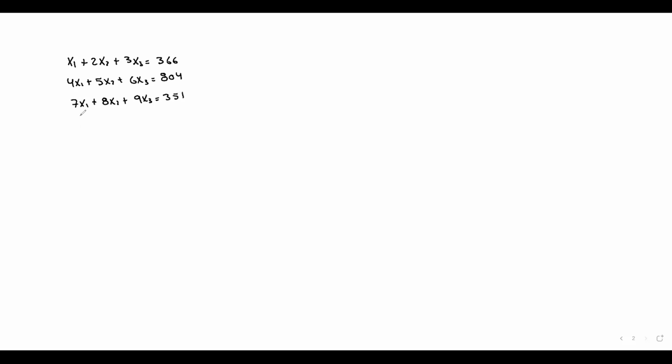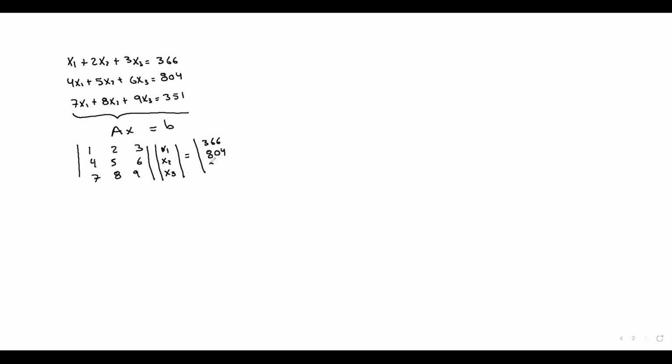So we want to transform this system into matrix form, so we want this to be AX equals B. A is going to be simply 1, 2, 3, 4, 5, 6, 7, 8, and 9. This is going to be my A. My X is going to be x1, x2, x3. And my B is going to be 366, 804, and 351. So this is my matrix, and that's what we need to do.